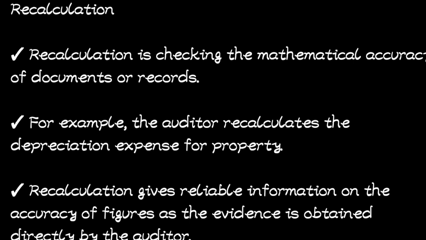Another audit procedure is recalculation. In recalculation, you calculate something again that was already calculated. Recalculation is for checking the mathematical accuracy of documents and records. For example, the auditor can recalculate the depreciation expense for the property to see if it was calculated well. Recalculation gives reliable information on the accuracy of figures, as the evidence is obtained directly by the auditor, because you calculate it again on your own to see if it is really accurate or correct. So it gives reliable information.